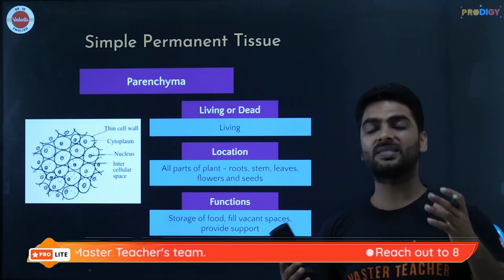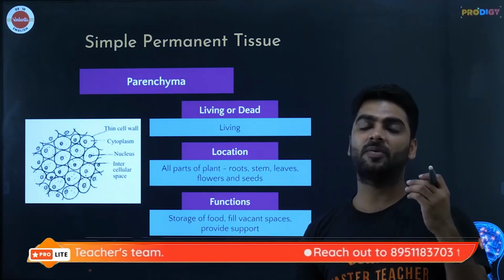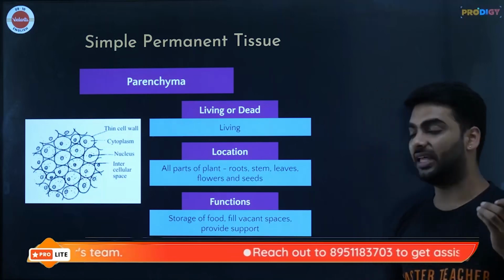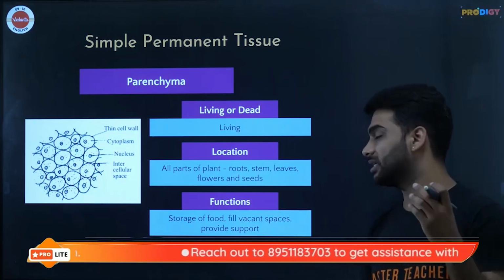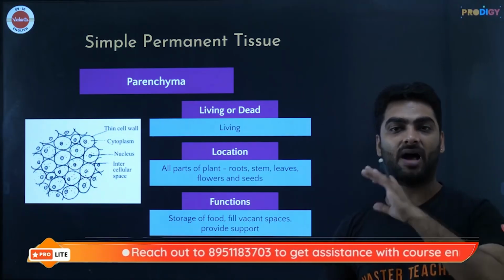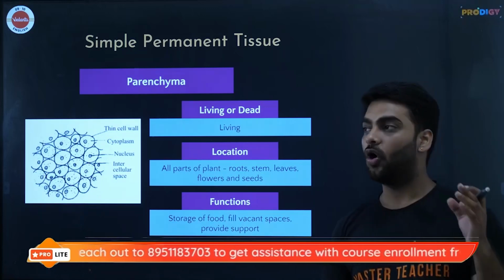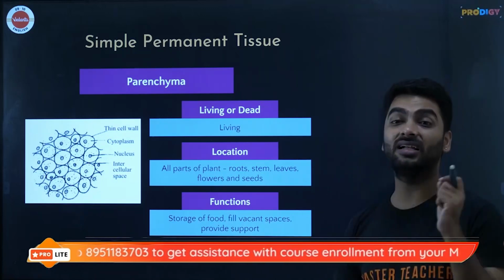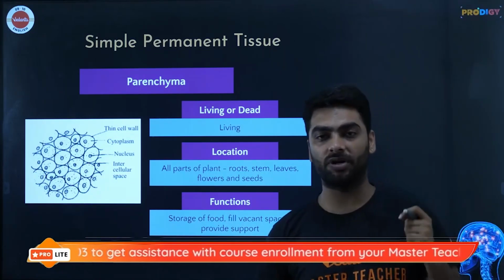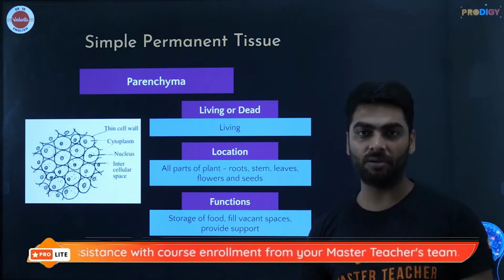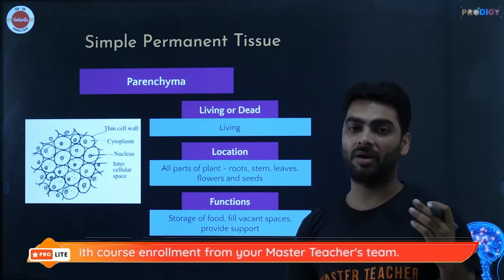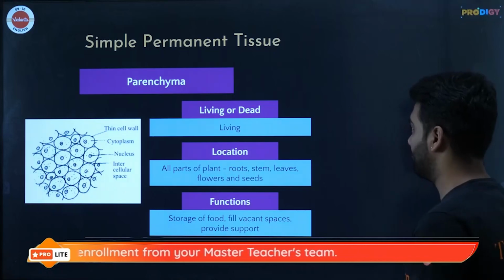So they are the space filling tissues. They are present in the root, the stem, the leaves, flowers, and also the seeds. Basically, the parenchyma are present everywhere. Also, apart from that, they are the living tissues. So the very important part about parenchyma that you have to remember is that parenchyma are the living tissues.